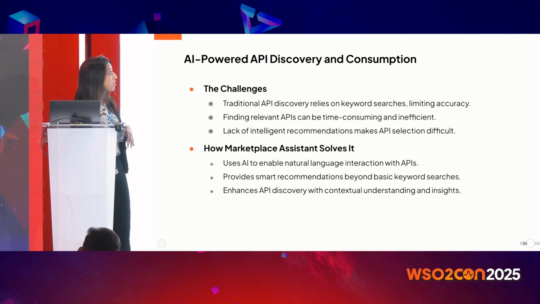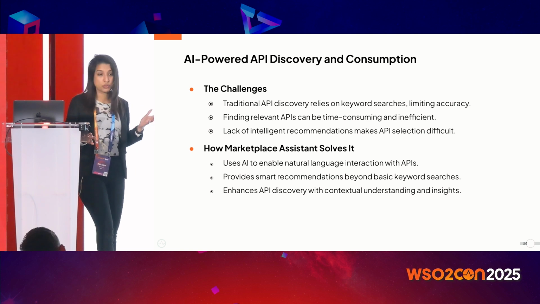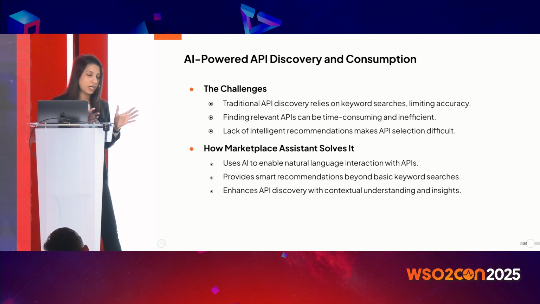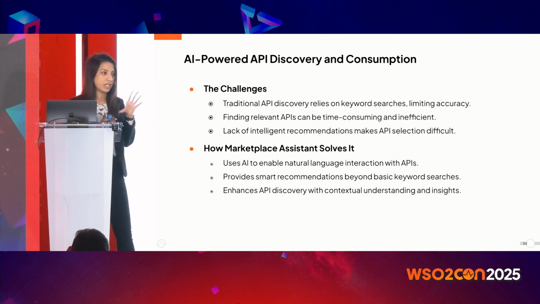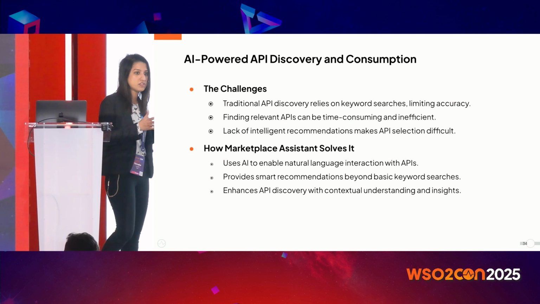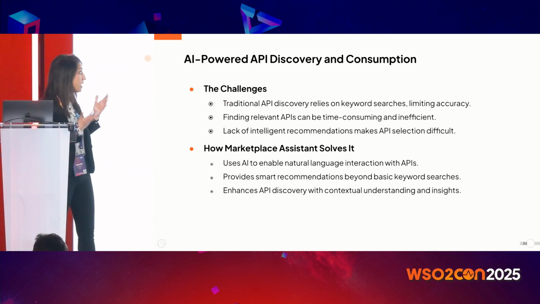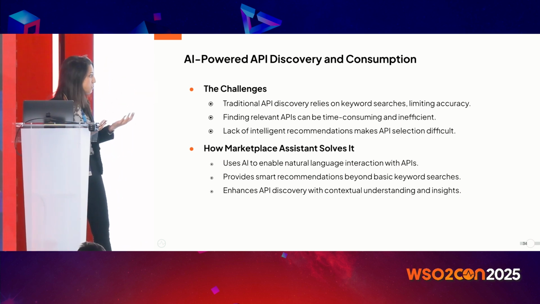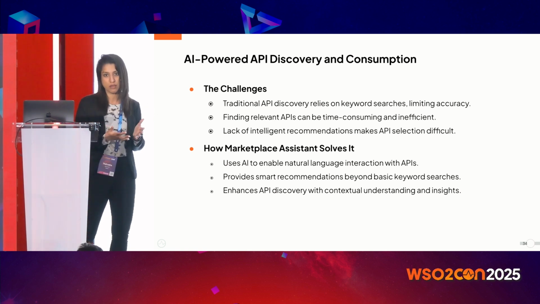When it comes to API discovery, when you have hundreds and thousands of APIs, choosing the correct API becomes very complex. Traditional API discovery relies on keyword searches, which sometimes limits the accuracy and becomes very complicated. Finding the API that is suitable for your requirement can take a lot of time. We understood these challenges, and how we tried to solve it with the marketplace assistant was we use AI to figure out what's the best API for you.